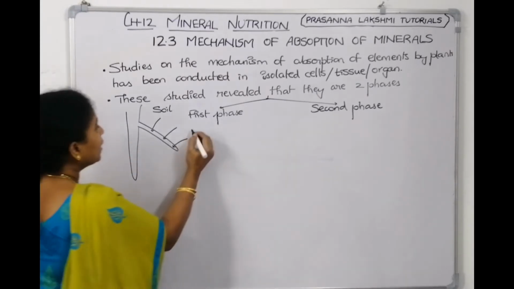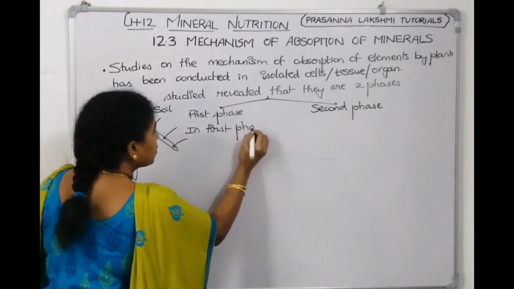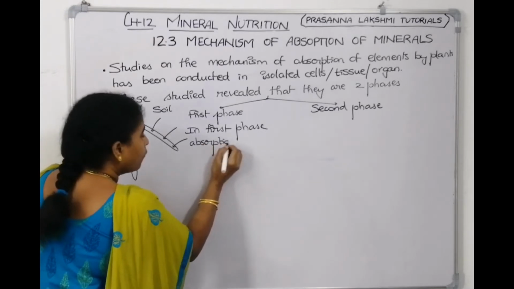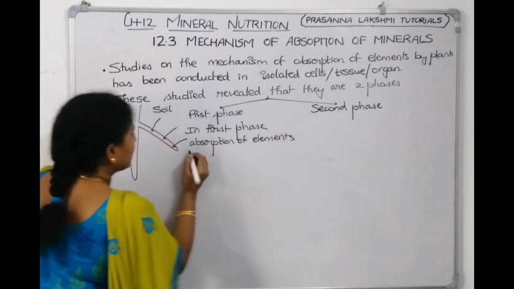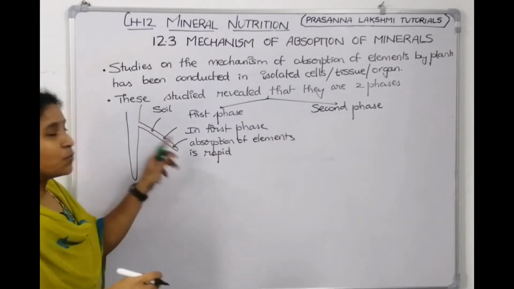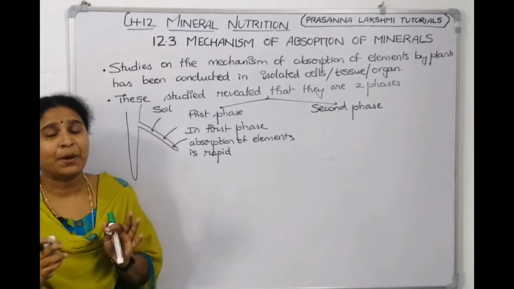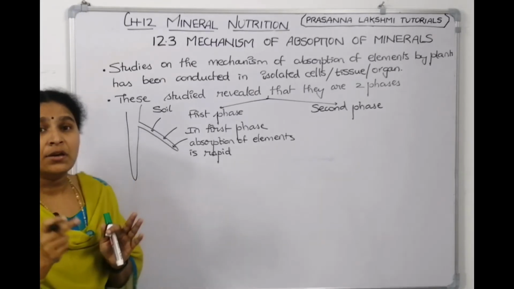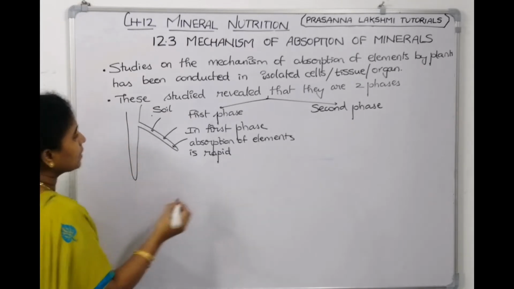So we can tell in the first phase, the absorption of elements is rapid. The author is telling it's very fast. The absorption of elements into the plant is very rapid. And where is that water and minerals going? The ions are going into the free spaces. From the soil, they are going into these free spaces.